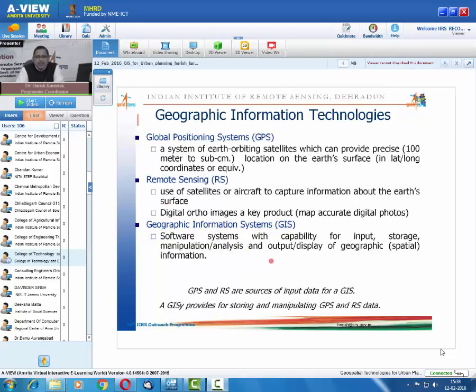Now the next component of this technology is GIS. GIS is basically an integration of a software system with capability for input, storage, manipulation, analysis, and output display of geographic data in the form of a map or information system. If you combine these three technologies together, then we can say it is geographic information technology. GPS and remote sensing are sources of input data for GIS. In these three components, the first and second are input for the third component.